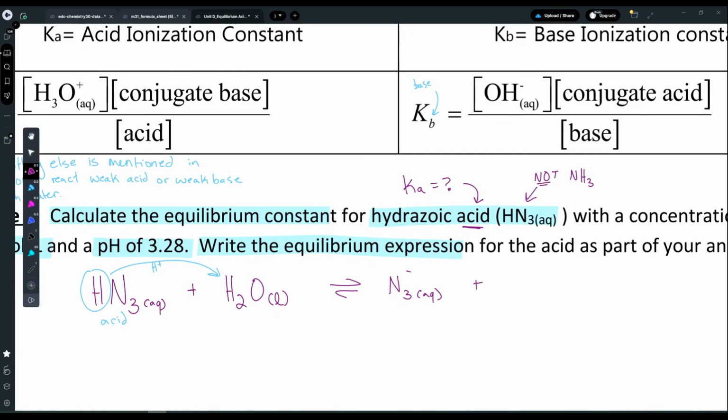Now our other product is going to be water with one more hydrogen in it. So that'll be H3O plus, which is hydronium. How I'm getting the charge for hydronium is that water started out with a neutral charge. We gained a proton, or an H plus ion, so that's how we're getting +1.